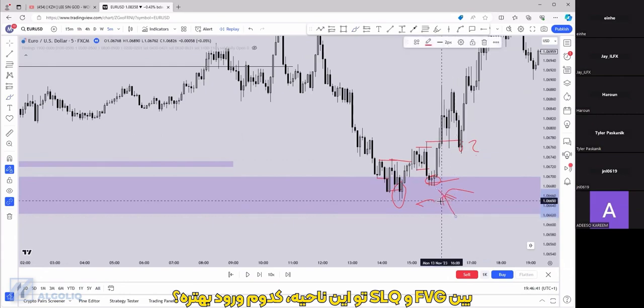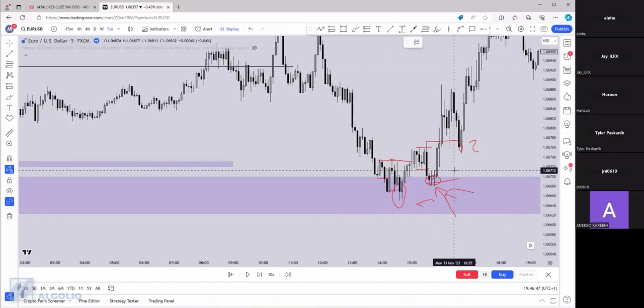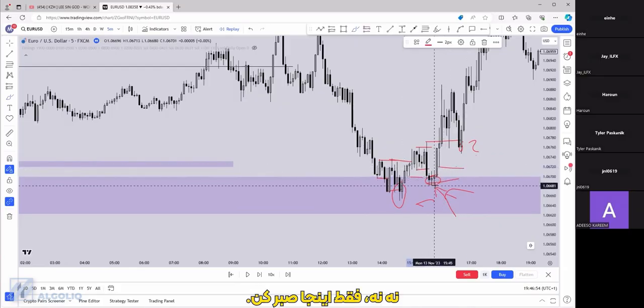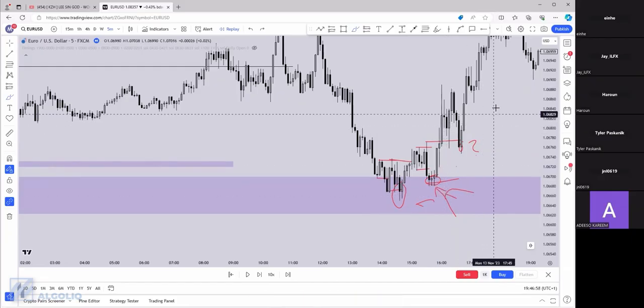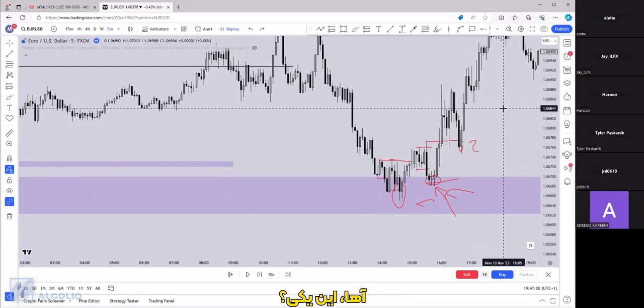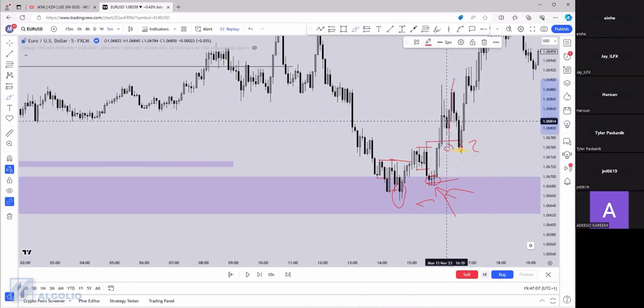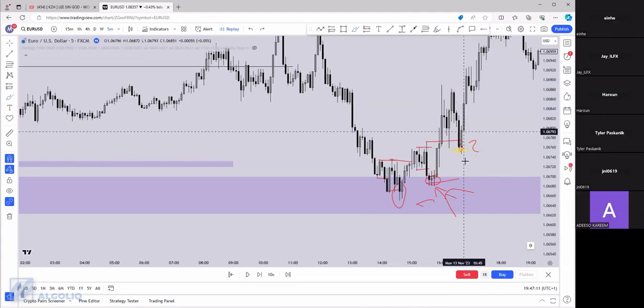Between FVG and SLQ here in this area? Where's the SLQ? This one? No. This one? No, just wait. Yeah, here. No, just wait here. Oh, this one. Yeah. This is not SLQ until it breaks. It's not even SLQ. Okay.